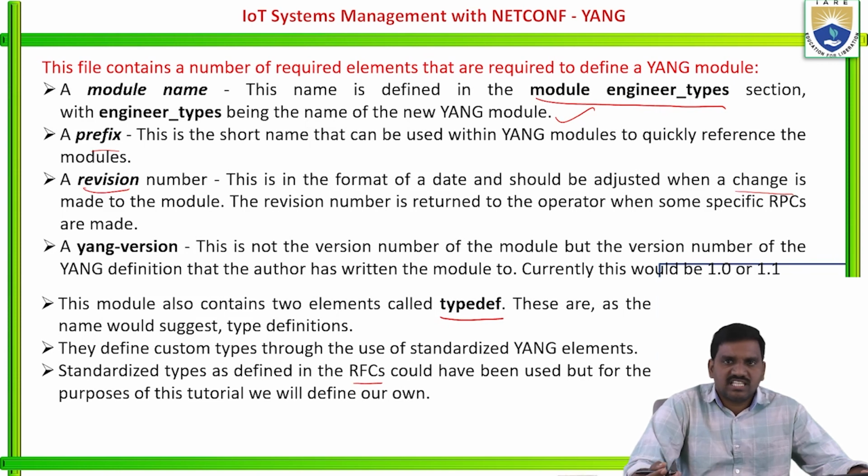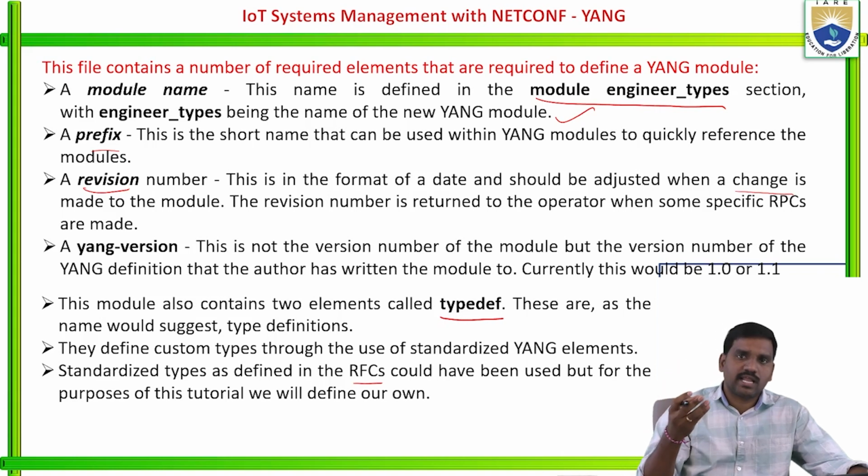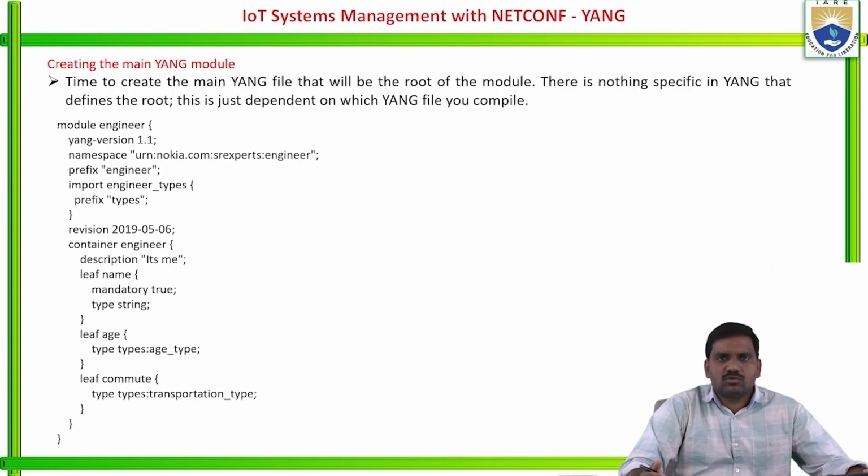So these are the description points regarding the previous slide program. First, we have to mention the name, then the version, prefix, and name, then the revision. Next, the YANG version and the type definitions.